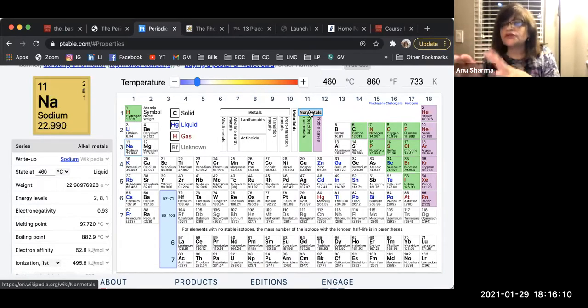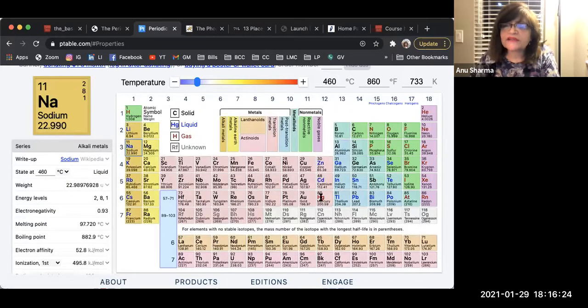Non-metals exist as gases, like fluorine, chlorine, oxygen, nitrogen, and all these noble gases, while iodine sublimes. But metals exist as solids. Now, there are some exceptions to it. Look at this: mercury and bromine. These are the only two elements that are liquid at room temperature. Only two. One is mercury, which is Hg, and the other is bromine, which is a liquid.